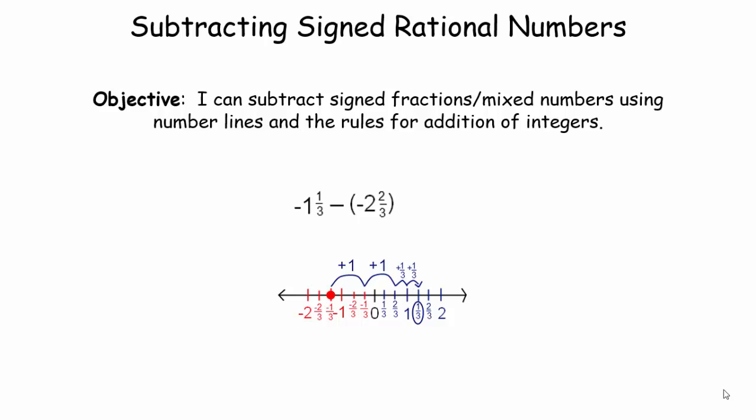Tonight we will be working with subtracting signed rational numbers. We're going to focus on fractions and mixed numbers. So our objective is: I can subtract signed fractions and mixed numbers using number lines and the rules for addition of integers. You remember when we subtracted integers, we simply rewrote our subtraction statement as an addition statement and then fell back on our addition rules for integers. We're going to do that same process, but now with signed fractions and mixed numbers.